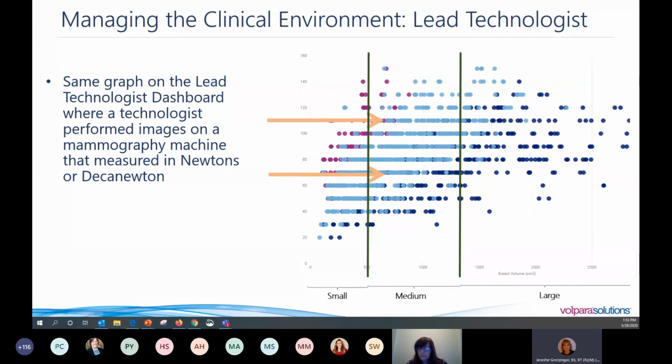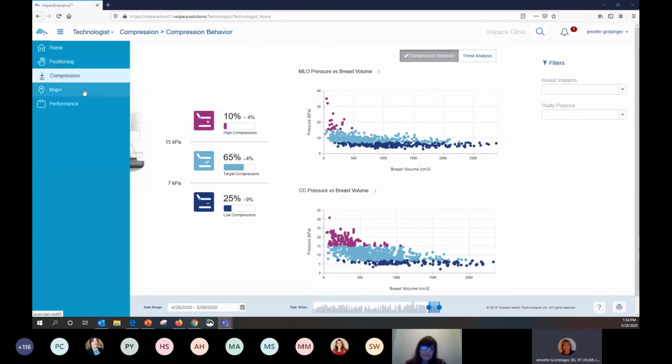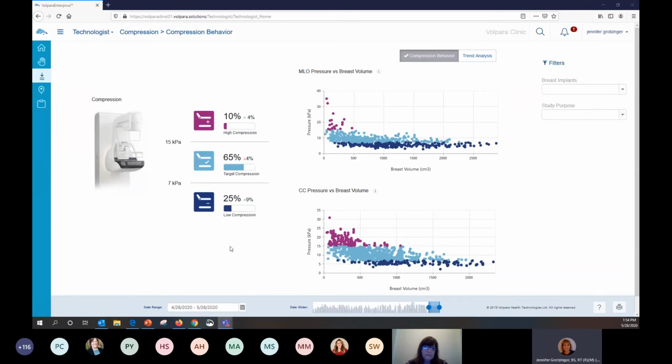So with that being said, let's jump out of this for a moment and first go into the technologist dashboard. When we look at this technologist dashboard, I'm on the compression page here. You can see the percent of time that this technologist had high, target, and low compression. And then, as I mentioned, here's your chance to see her MLO and her CC images. 0 to 500, 500 to 1200 is average, 1200 and greater is large. Take a look at these. Identify which ones you are over compressing, hitting target compression on, or low compressing.